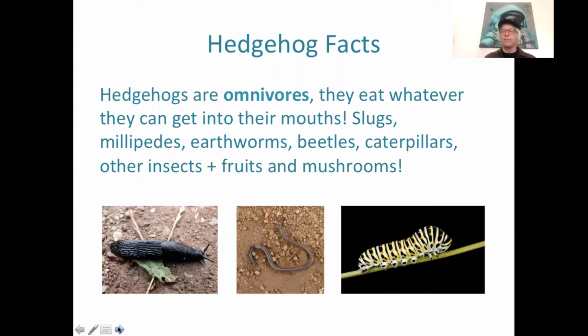They're omnivores. Omnivores, that's a great word, isn't it? They eat whatever they can get into their mouths: slugs, millipedes, earthworms, beetles, caterpillars, and other insects, and they eat fruits and mushrooms as well.